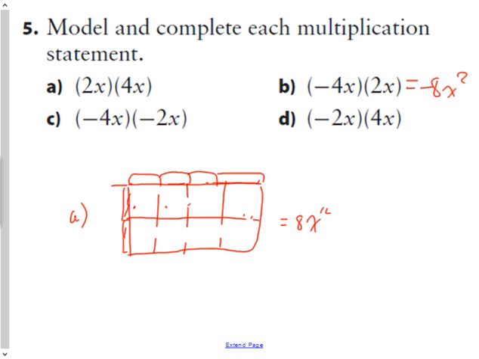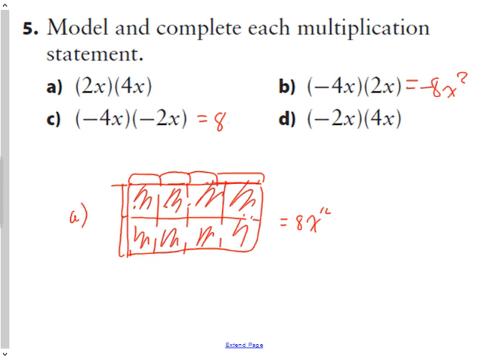In question C, the difference between A and B is that this time, these two things here are both going to be negative. So I'm just going to replace them with, now we have negative 4x times negative 2x, and a negative times a negative is a positive. So all of these are going to become positive, and the solution to this one will be a positive 8x squared.